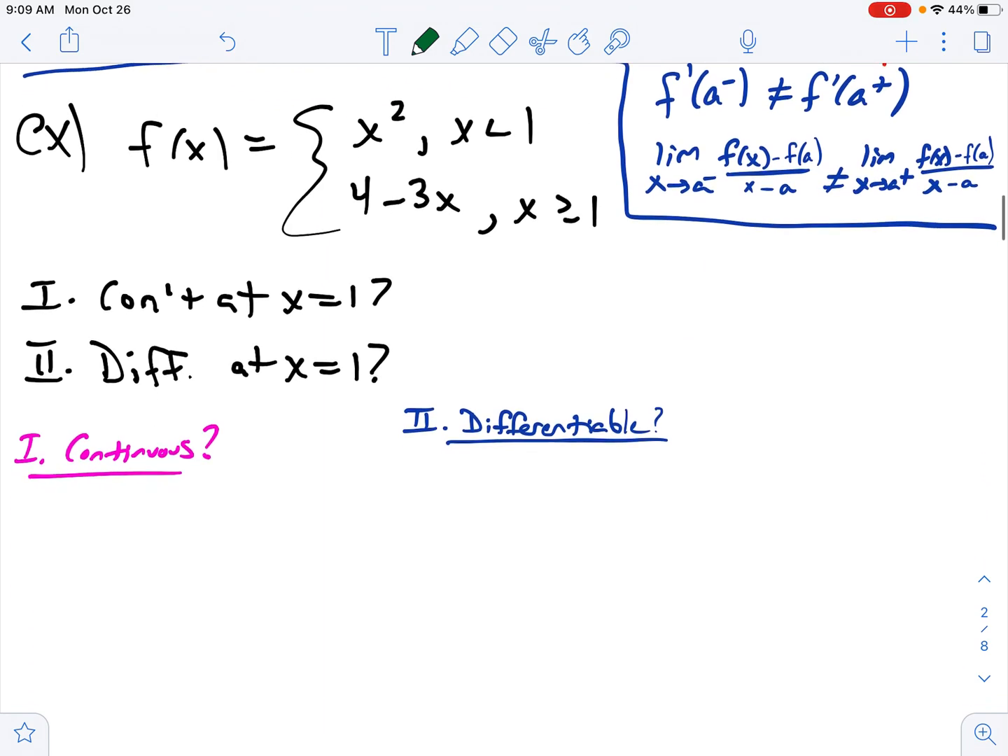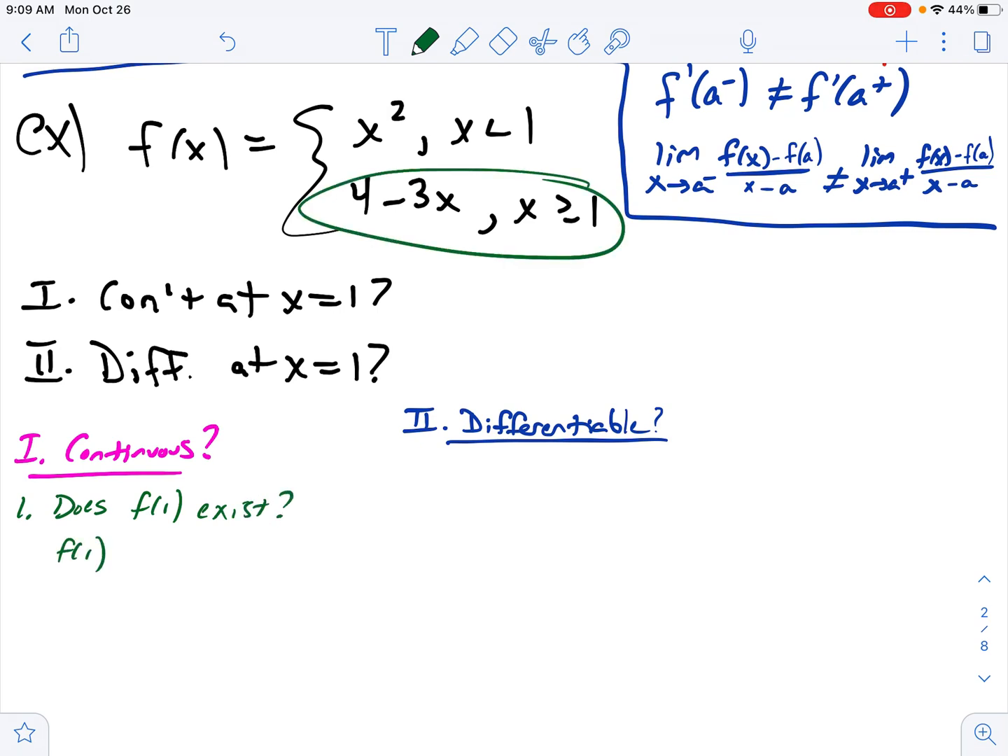So let's review. To check for continuity at a point, well, is this function continuous at 1? So the first thing we want to determine, does f of 1 exist here? Okay, so let's see. Can we evaluate f of 1? Yeah, we would use this bottom piece. At 1, we use that. If I plug 1 in for x, 4 minus 3 is 1. Okay, so yeah, f of 1 exists. Great.